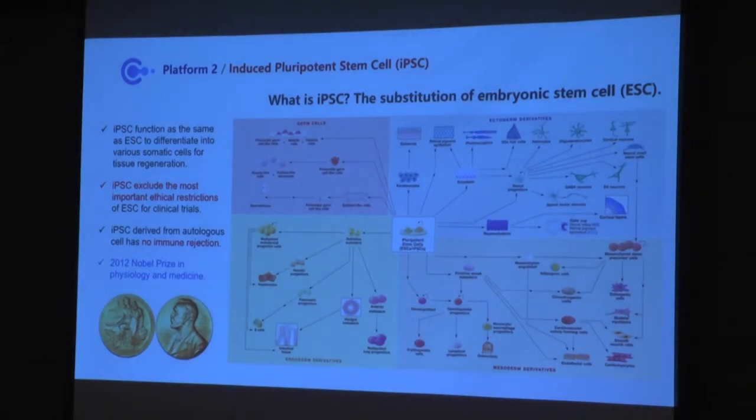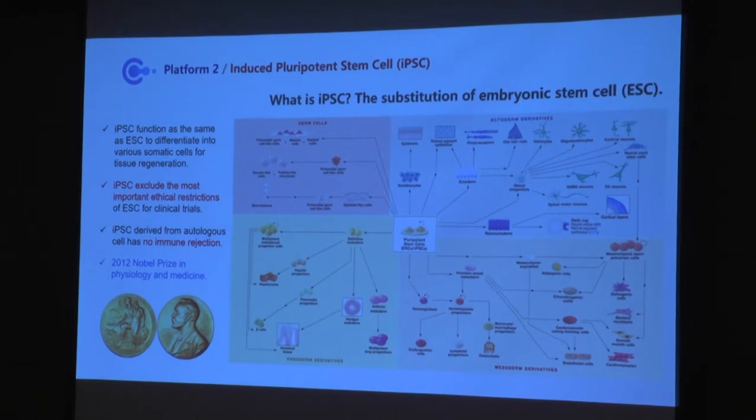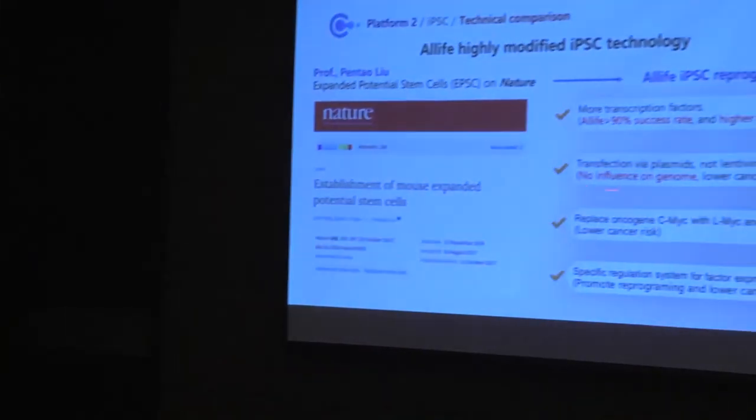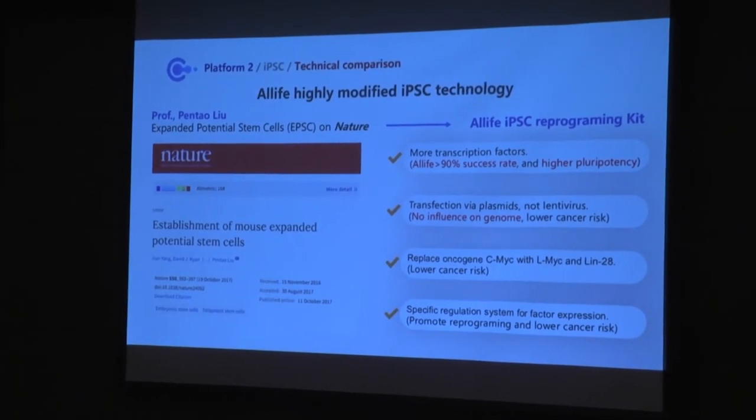And the second platform we are doing is iPS. This schematic shows iPS, which, like embryonic stem cells, can differentiate into any type of cell in the body. Because we can obtain iPS from somatic cells, for example skin and PBMC, by converting them, there is no ethical restriction in this procedure. At the moment, the iPS technology in our hand is more efficient with very high pluripotency, and less risk of cancer.